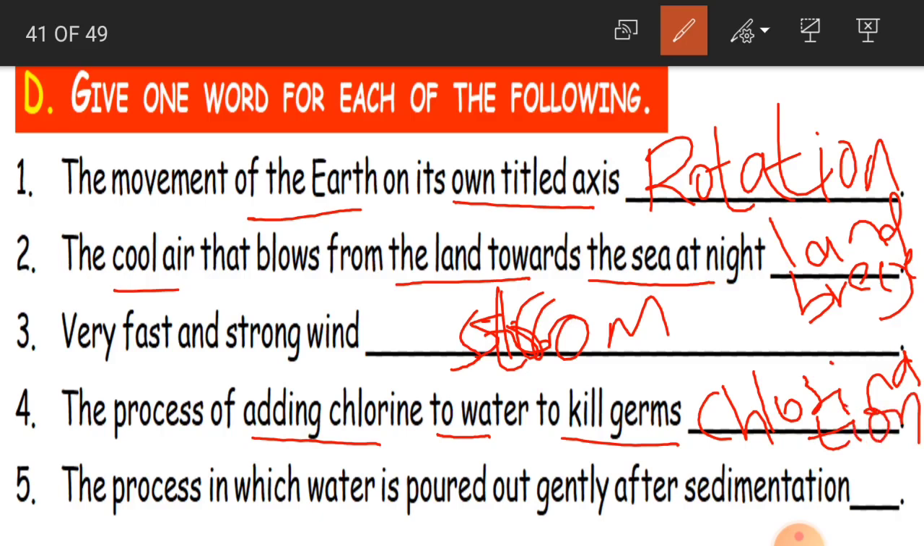Now, the last one, the fifth one, is the process in which water is poured out gently after sedimentation. What do we call this as? In sedimentation, what do we do, children? We settle down all the insoluble impurities at the bottom of the liquid. Suppose you take water mixed with sand and keep that container aside for some time, all that sand or dust particles are going to settle down at the bottom of the container. And this we call sedimentation.